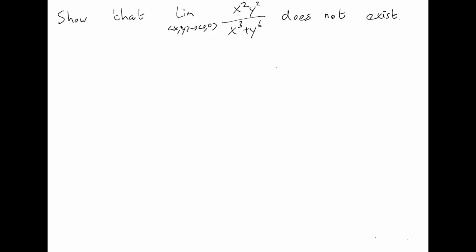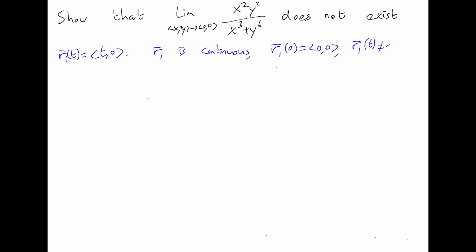So for the solution, let us consider first the path R1 of t, (t, 0). Okay, so let's first check the conditions. Well, firstly, note that this one is continuous. It hits the origin exactly when t is 0. And if t is not 0, then it is not the origin, right? Those are the requirements.